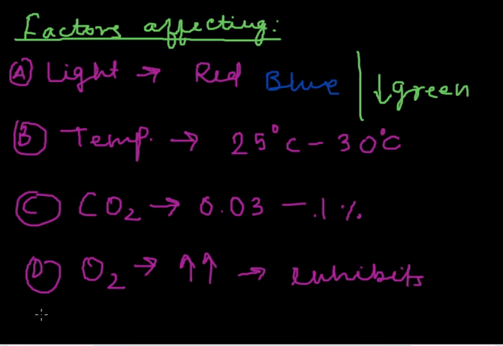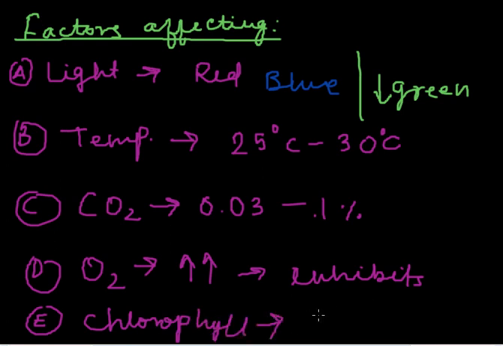Okay, now the next and main factor is chlorophyll. Chlorophyll content is directly proportional to photosynthetic rate, because more chlorophyll means more photosynthesis, so it is directly proportional to photosynthesis.